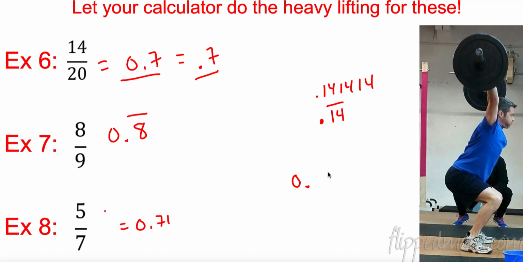All right. What if we had this? Ooh, this is a good one. 0.833333. How would I write that to the nearest hundredth? 0.83, and the bar goes over just the part that is repeating, the 3.